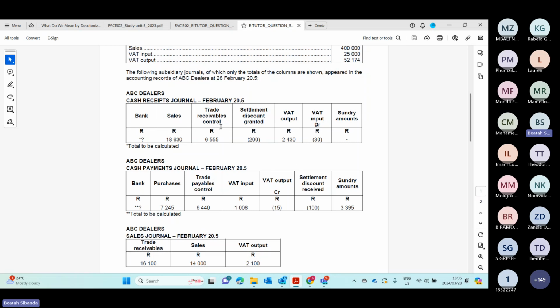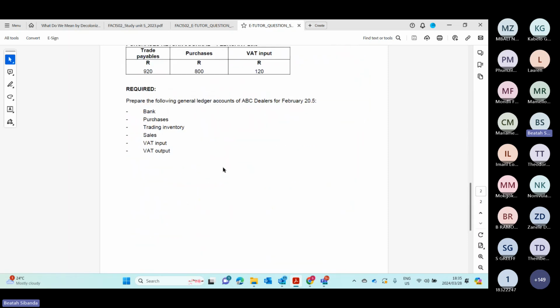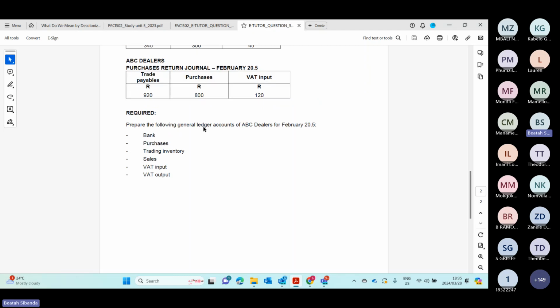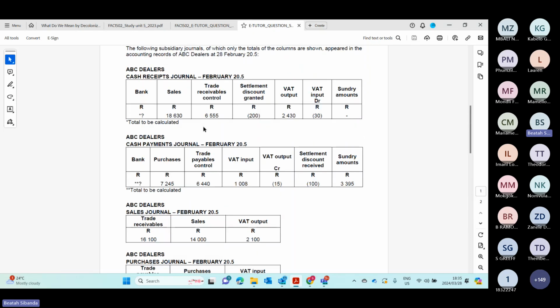Now all this is happening in our cash receipts journal. The question says we should prepare the bank account. Remember I said in the bank account, there are 4 things that we are going to expect to see there. We expect to see the opening balance. We expect to see the total of all the receipts that were received during the period. And we expect to see all the payments that went out during the period and then the closing balance. So for us to get the total receipts, we need to find the total from the cash receipts journal.